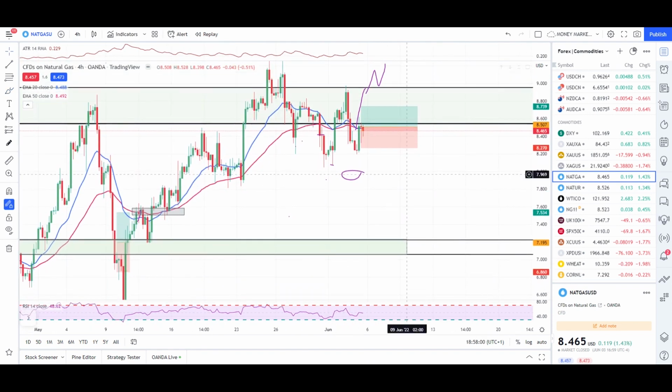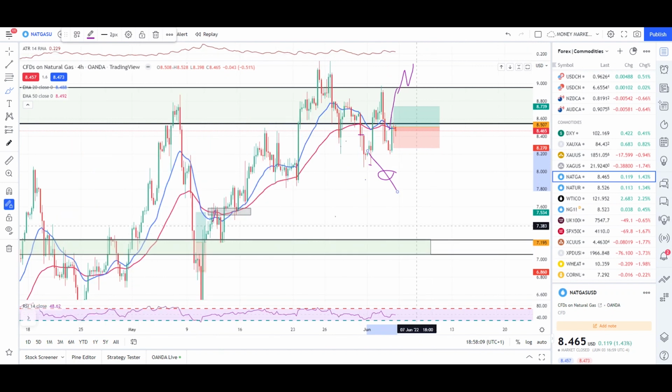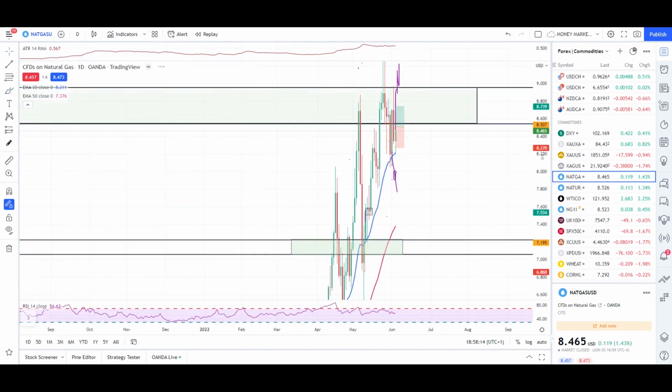If the market pushes down impulsively, then this is the next major level of support, which is 7.226. That goes down to 7.058. And this is a major level of support. Why is it a major level? Let me quickly show you on a daily time frame here on Oanda as well.